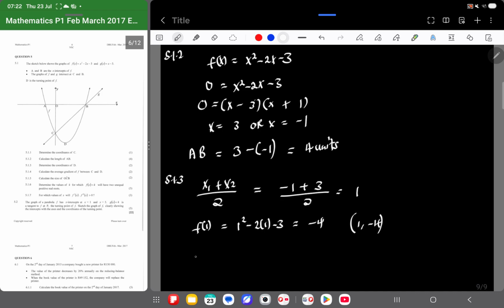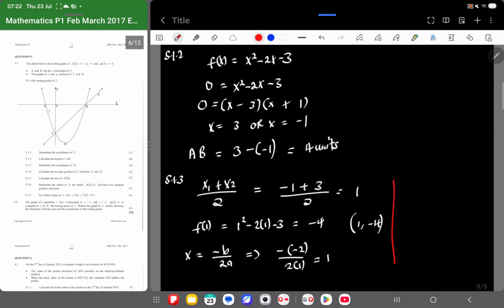The other way is to use the x-coordinate of the turning point, x equals minus b over 2a. I think we know this from grade 11. What is my minus b? Minus negative 2 over 2 times 1, which gives me 1. And then you substitute this back into the function and you get the same coordinates.